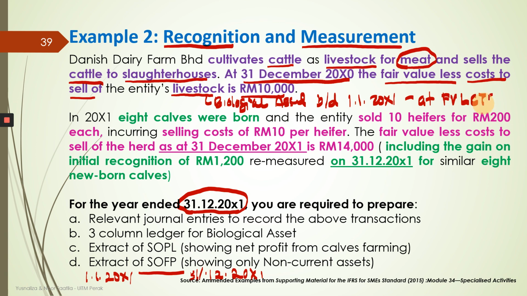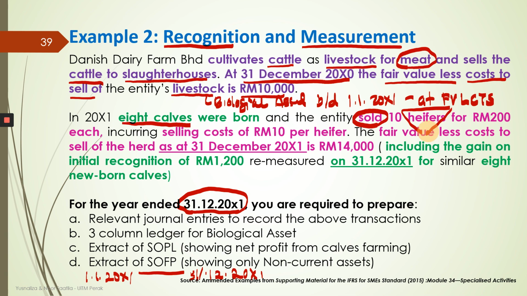In 20x1, the year that we are concerned with now, 8 calves were born. In that year, the entity also sold some heifers. On the day the calf was born there was no price yet, but at the end of the year there will be a price change for the 8 calves that were born. You have also sold 10 heifers.